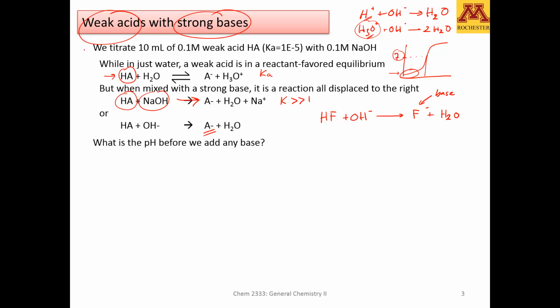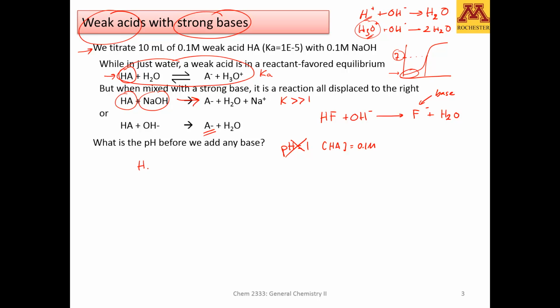If we titrate 10 milliliters of 0.1 molar weak acid with sodium hydroxide, what is the pH at the beginning? Notice that if this HA were a strong acid, the pH at the beginning would be immediate. The pH would be 1 because the concentration of the acid is 0.1 molar, which is totally dissociated. That's not true here. This is a weak acid. At the beginning, before we add any base, we have this equilibrium up here. Okay, so how can we calculate the pH at the beginning?